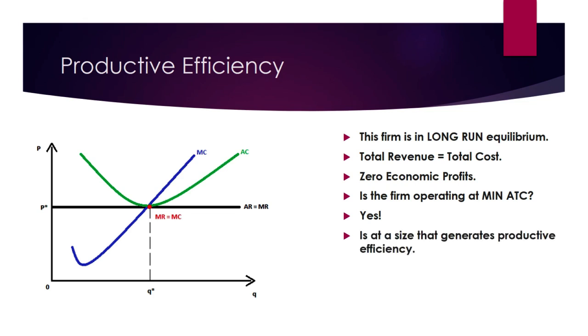So the bottom line here is that we're at the size that generates productive efficiency. The firms are operating at a size that reduces average total cost as much as it possibly can, and that's good for you and me as consumers. All right, so productive efficiency. Do you agree with me? It's pretty easy because all you're having to do is figure out where are we on the average total cost curve. So now let's move on to the other type of efficiency.